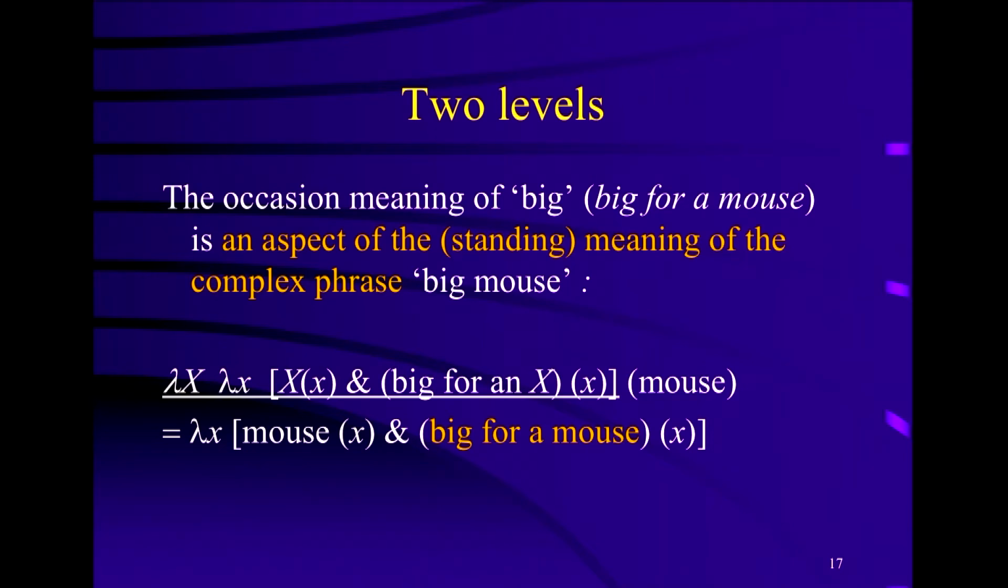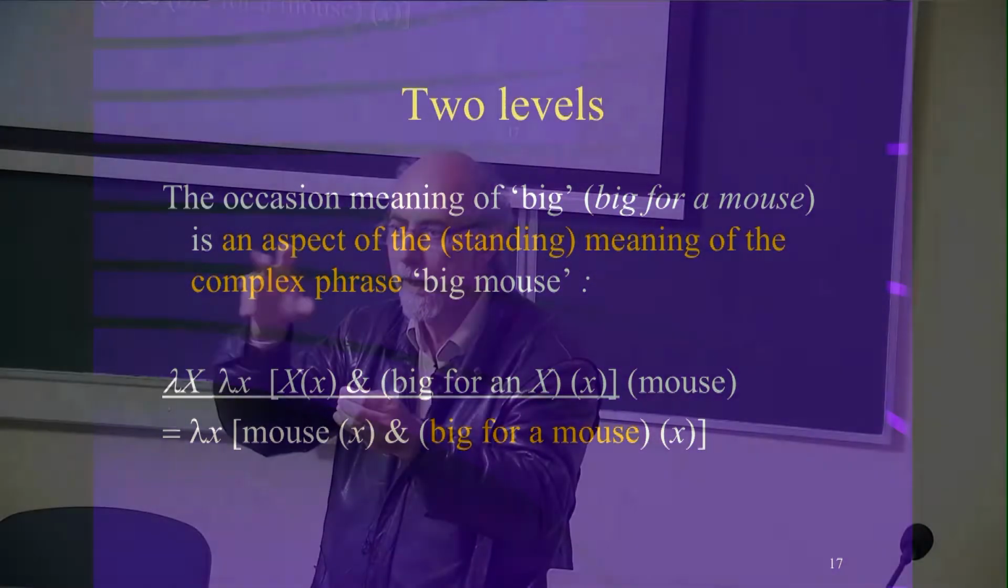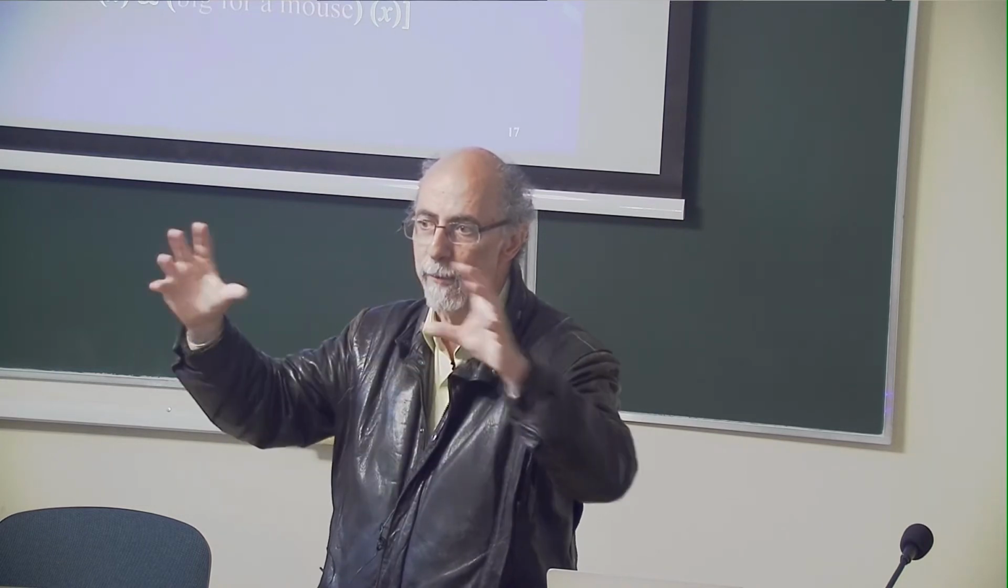This occasion meaning turns out not to be different from standing meaning in a way. The difference is that big has a certain standing meaning, which is the schematic meaning big for an x. But the occasion meaning big for a mouse, which you get when you add the noun that is being modified by big, actually is an aspect of the meaning of the complex phrase big mouse. So big for a mouse is a meaning determined by the standing meaning of big and by the meaning of mouse. When you put these two things together, you obtain the occasion meaning, which is nothing but an aspect of the meaning of the complex phrase.